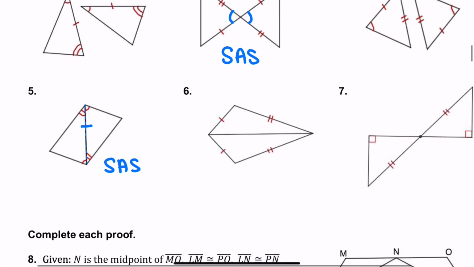Number 6, I see two angles, and this one's very similar to the last problem in that this right here is a triangle. This is the reflexive line. Both of them share that line. It's going to be the same on both triangles. So this would be the side, side, side congruence postulate.